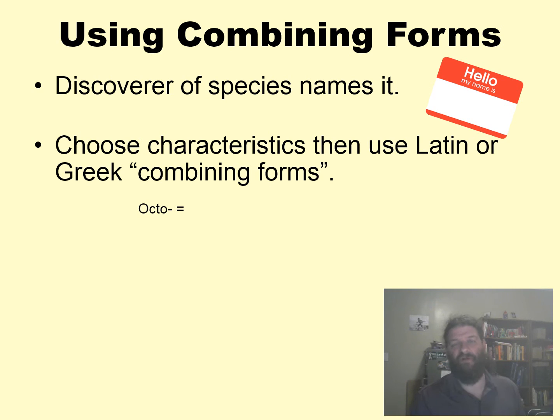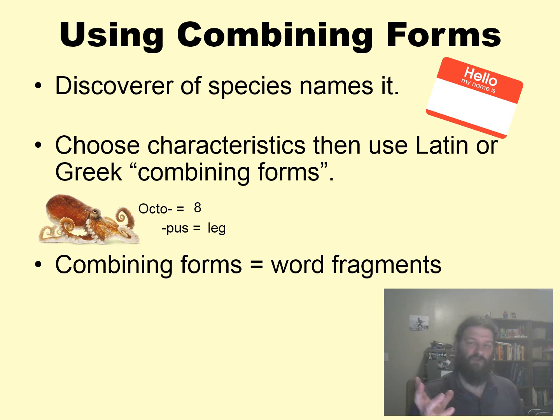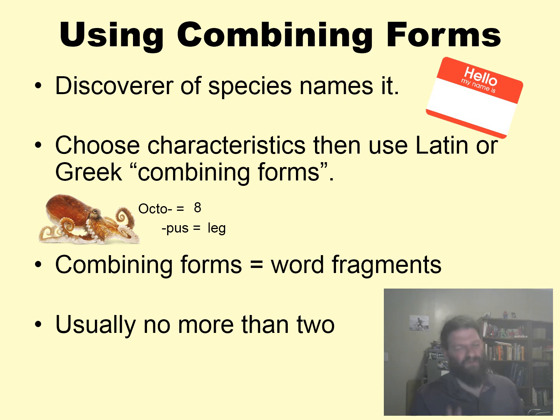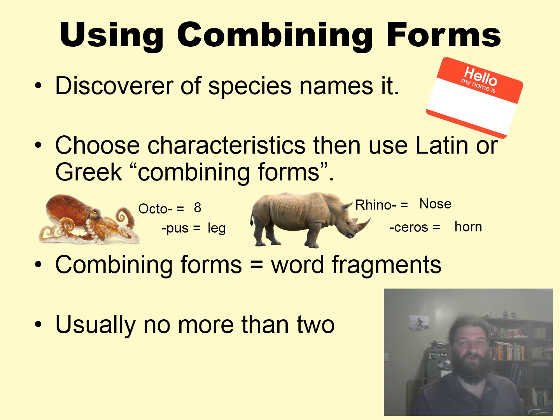So you've seen these before. Here's octo. You know what that one is, 8. Right, and pus for legs. The octopus has 8 legs, right? So we take these word fragments and as combining forms, put them together. Do yourself a favor, don't do more than 2. Use a prefix and a suffix and put the 2 together and make yourself a name of an organism, right? Rhino for nose, and ceros is horn. So the good old rhinoceros, known for having a horn on the end of its nose.